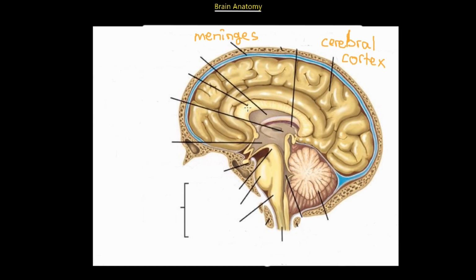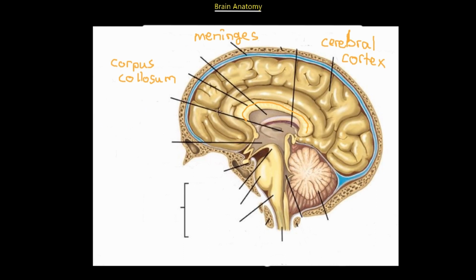Now going into this structure right here that's kind of going around like that, that's called the corpus callosum. And the corpus callosum is the relay center between the right and the left hemisphere of the brain.